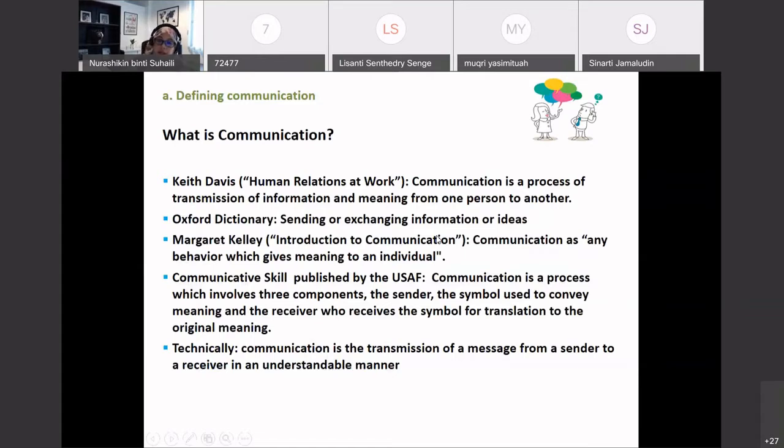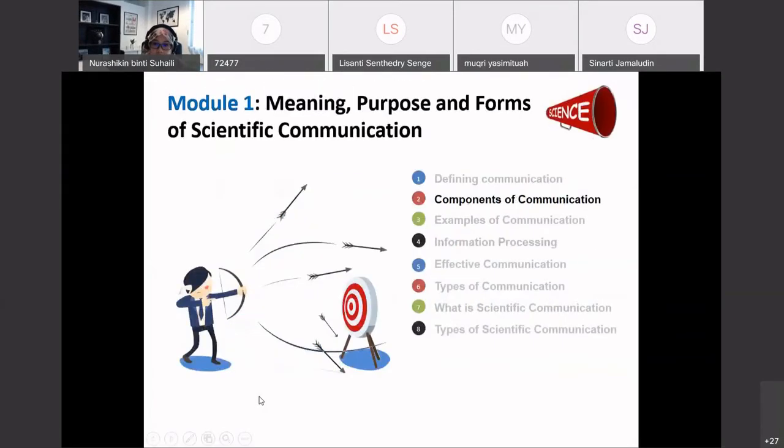It's about conveying, or it is about transmitting information. There must be information, okay, and also there must be a person who sent it and a person who received it. Okay, so I'm not going to read all here, but you can see that there are three important components: the sender, the information, and the receiver.